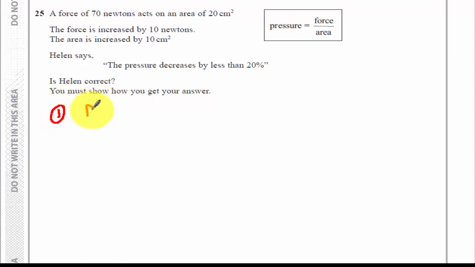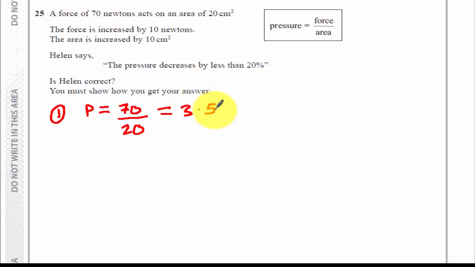So let's have a look at the first instance. So the pressure will be the force, which is 70 newtons, divided by the area, which will be 20 centimeters squared. Again, use your calculator, and this pressure will be 3.5. The units will be newtons per centimetre squared.